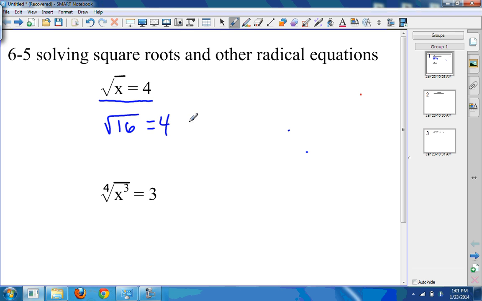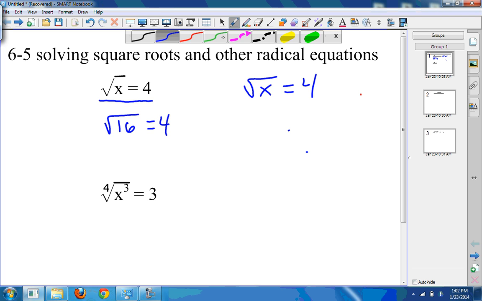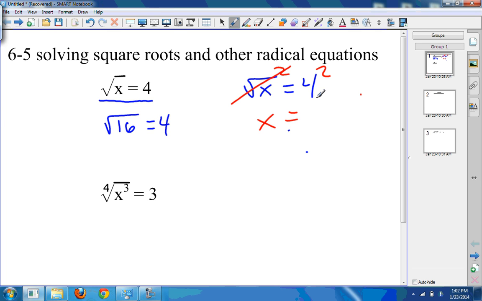Algebraically, we can figure this out. If we have the square root of x is equal to 4, we can get rid of this square root here by squaring it. Squares and square roots are opposites. So if I square both sides, the square and the square root cancel out, and we get x is equal to 4 squared, 16. So 16 is the only number that when we take the square root of it will equal 4.